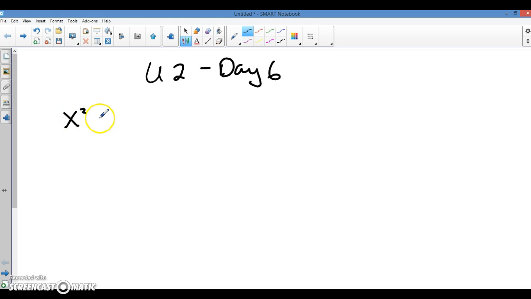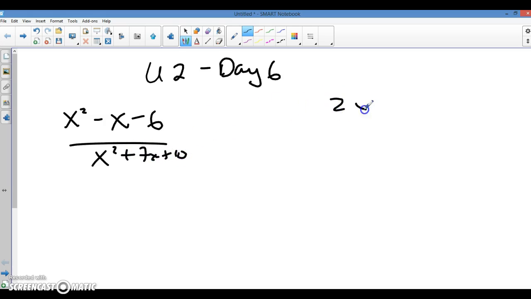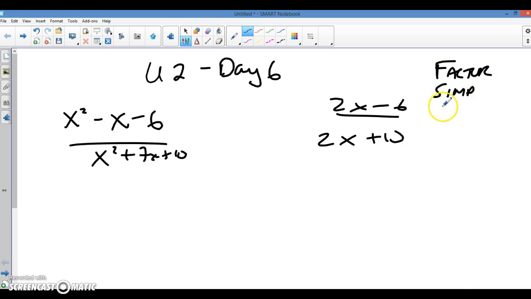So if I look at the typed sheet from our notes the other day, I might have something like this, and then on the bottom something like this, and I want to make sure that's equal to this over here. So this is a real simple one. The steps you're going to follow really are this. Number 1, factor. Number 2, simplify. Number 3, complete the question.